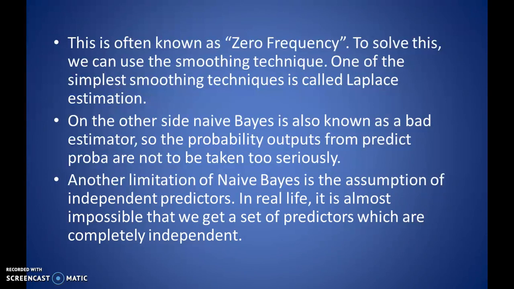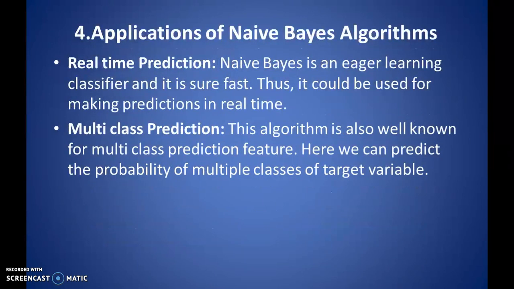On the other side, Naive-Bayes is also known as a bad estimator, so probability outputs from predict probability are not to be taken too seriously. Another limitation of Naive-Bayes is the assumption of independent predictors. In real life, it is almost impossible that we get a set of predictors which are completely independent.